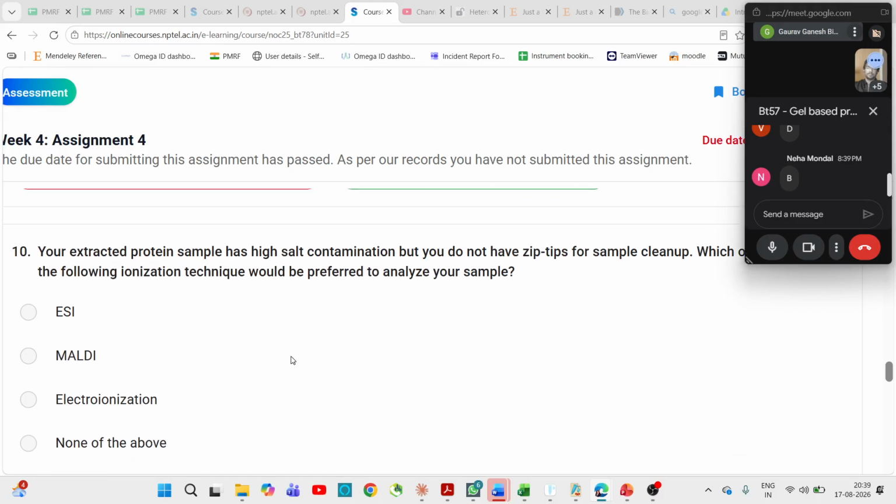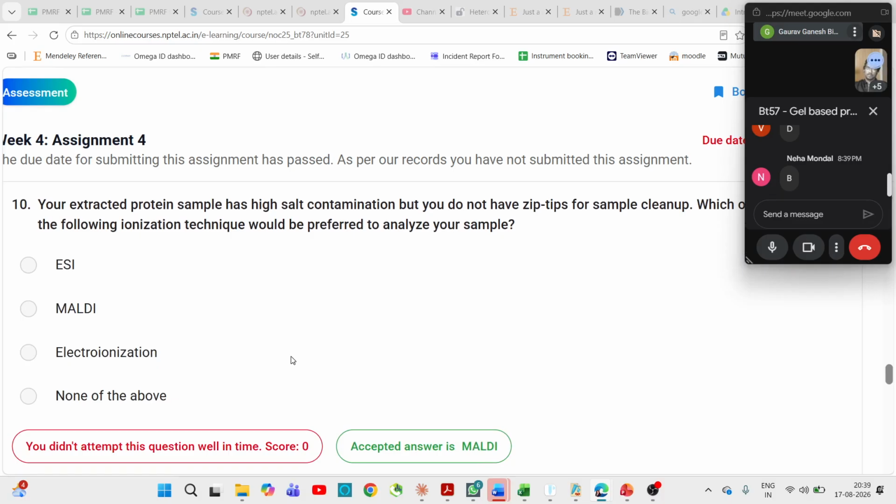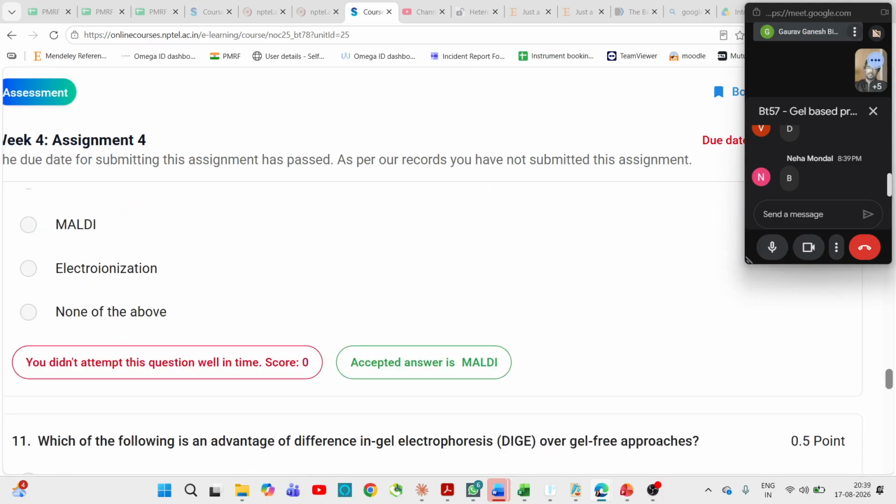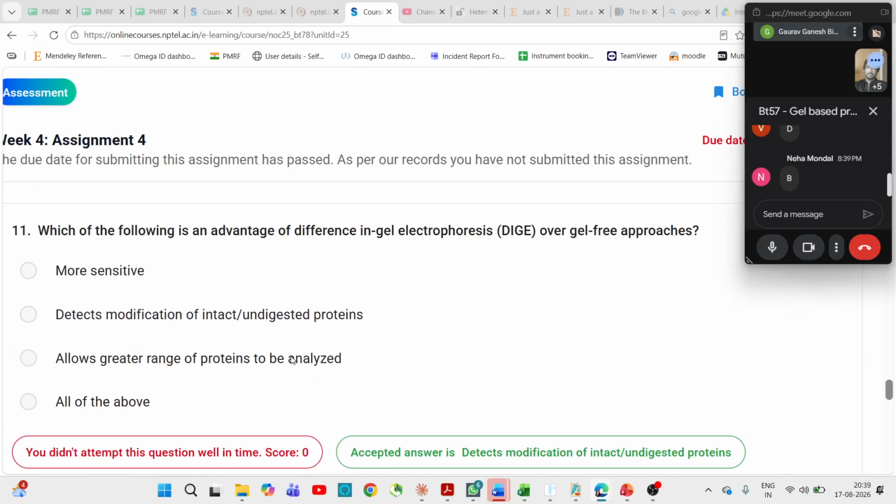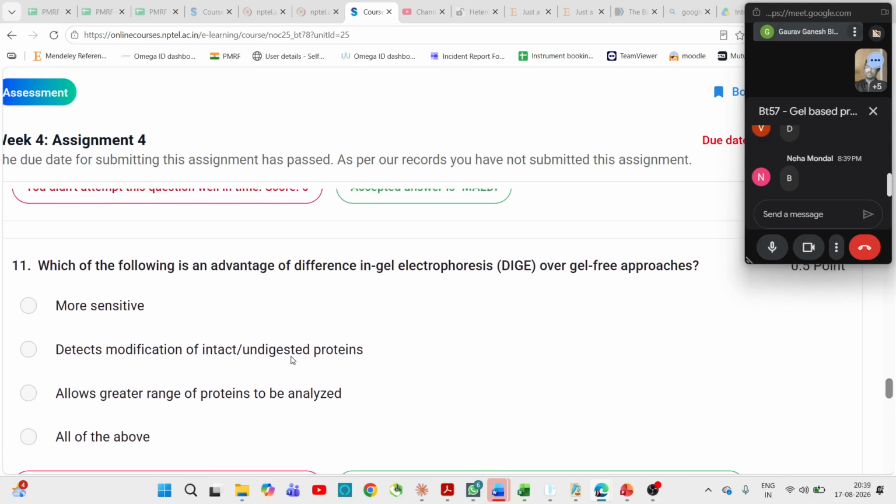MALDI, that's what we studied, right? Which of the following is an advantage of DIGE over gel-free approaches?